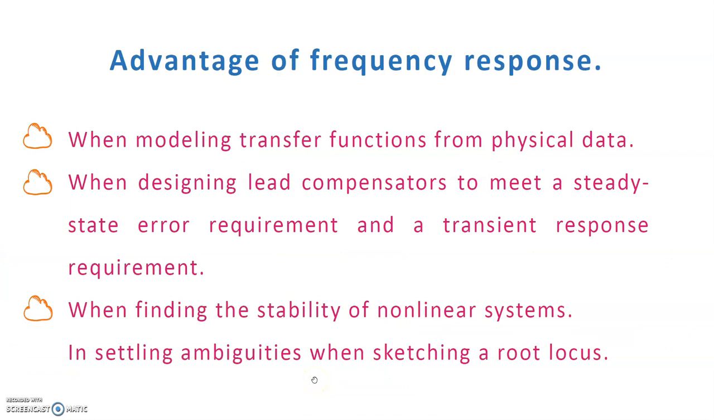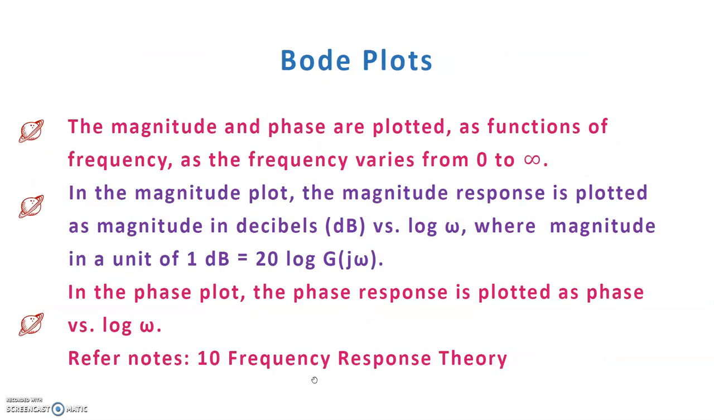The advantage of frequency response is when we model the transfer function, when we design the lead compensator and also the lag compensator to fulfill the steady state error requirement and also the transient response requirement, and to find the stability of the nonlinear system. For the Bode plot, in the magnitude plot the unit is decibel versus the frequency omega in radian per second, while for phase the unit is degree versus frequency omega in radian per second. For this one, we will refer to the next lecture notes on frequency response theory.